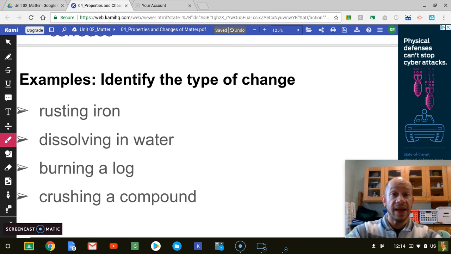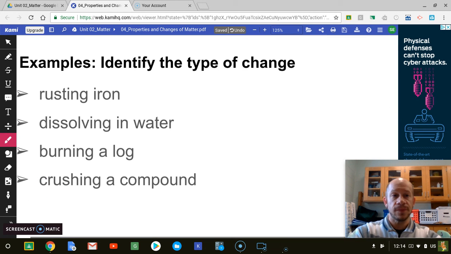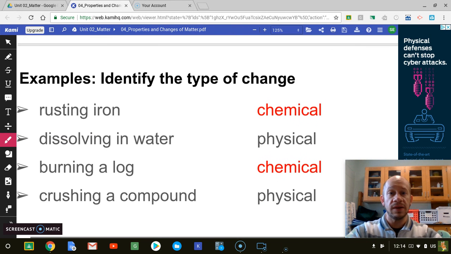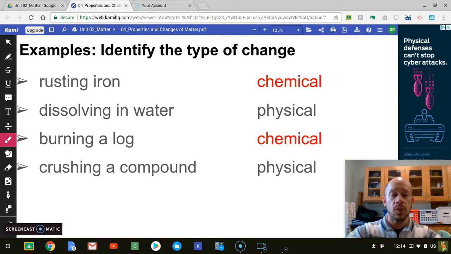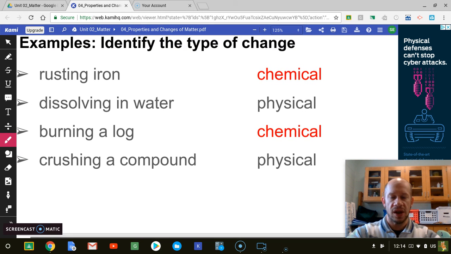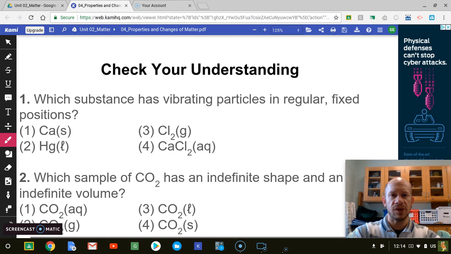So try identifying the type of change. To check your work: rusting iron is a chemical change, dissolving in water is a physical change, burning a log is a chemical change, and crushing a compound is a physical change. So check your understanding.